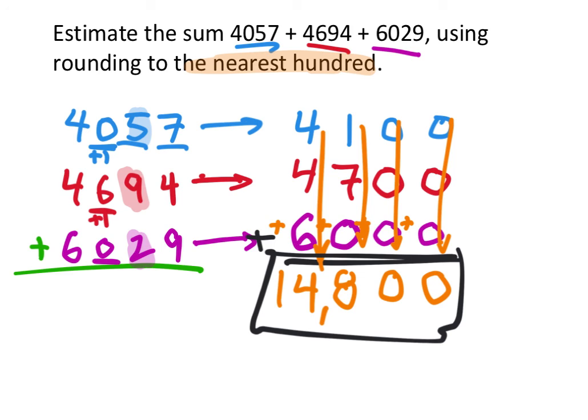Now, hopefully you've seen some pattern with the front-end rounding. Once you figure out where you're rounding to, all the other place values, even in a sum like this, are just going to be zeros. Anything to the right of the place value you're rounding to.